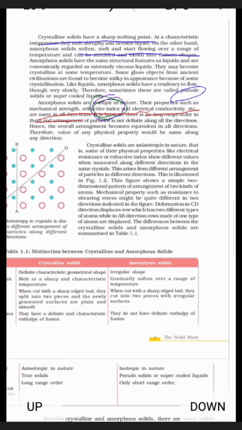ബട്ട് ഇൻ കേസ് ഓഫ് ക്രിസ്റ്റലൈൻ സോളിഡ് they are anisotropic in nature. Why is it so? Because they have an ordered arrangement. So in some areas the elements are concentrated, in some areas there will be less. So because of that they show different properties, and so they are called anisotropic in nature. So, clear?